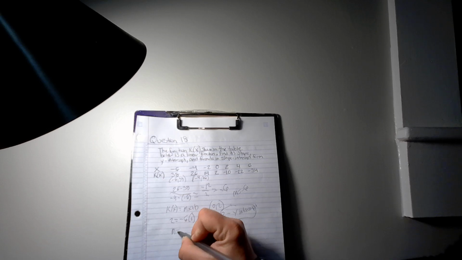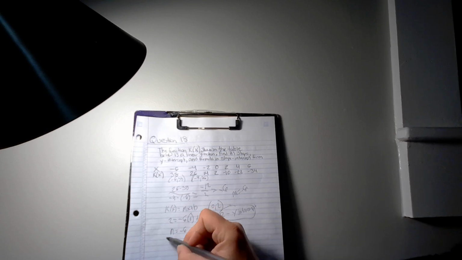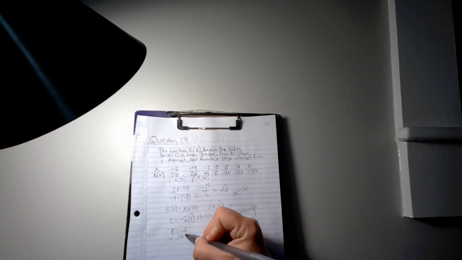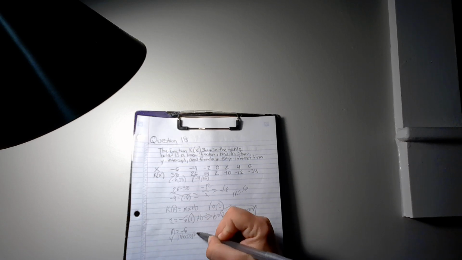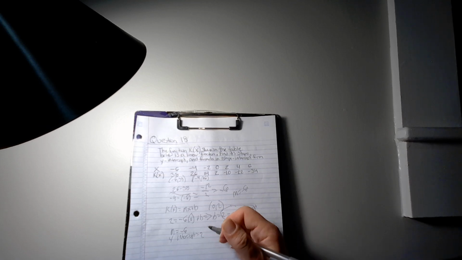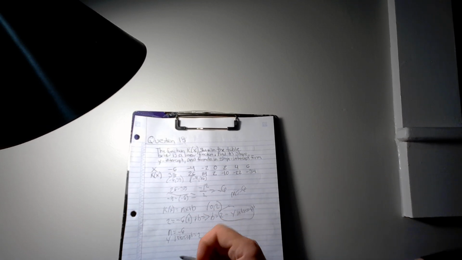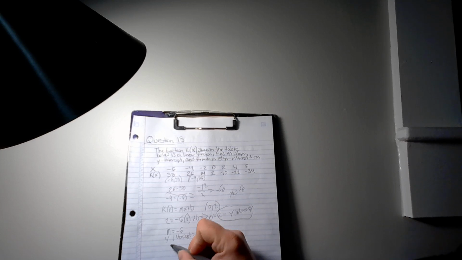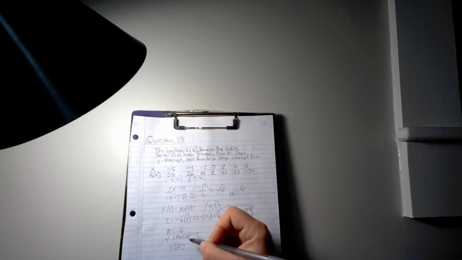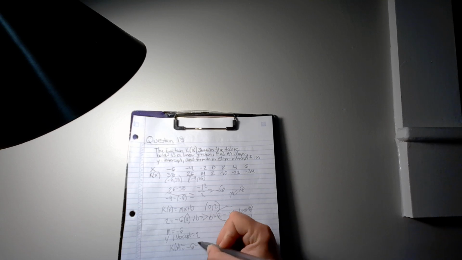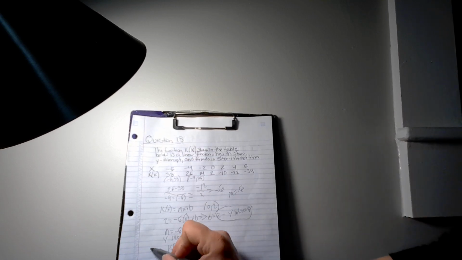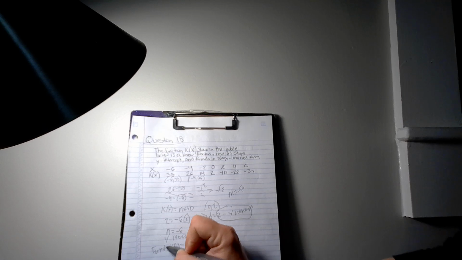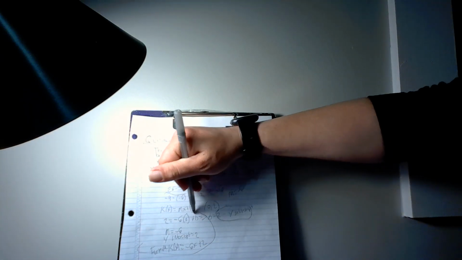So from everything we figured out, your slope m would equal -6. Your y-intercept equals 2. And then the formula for the function would be k of x equals -6x plus 2.